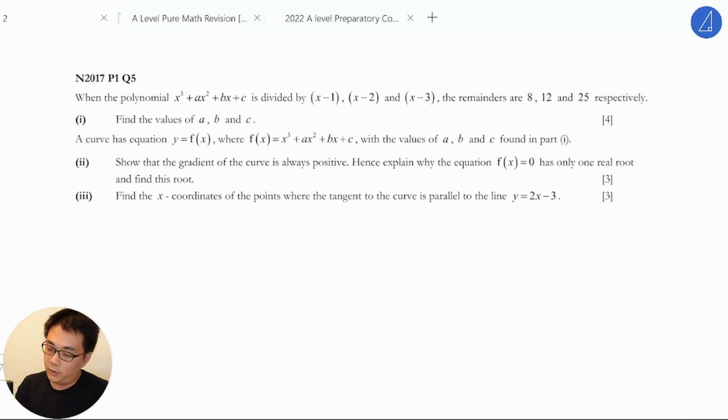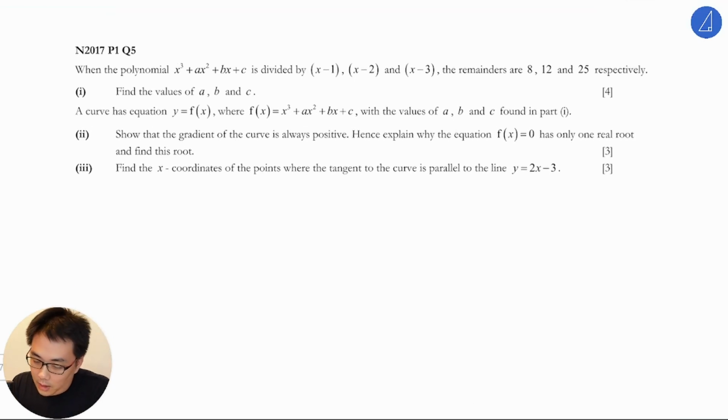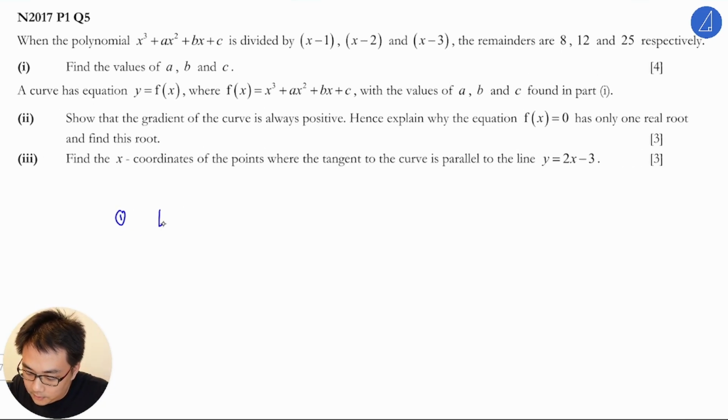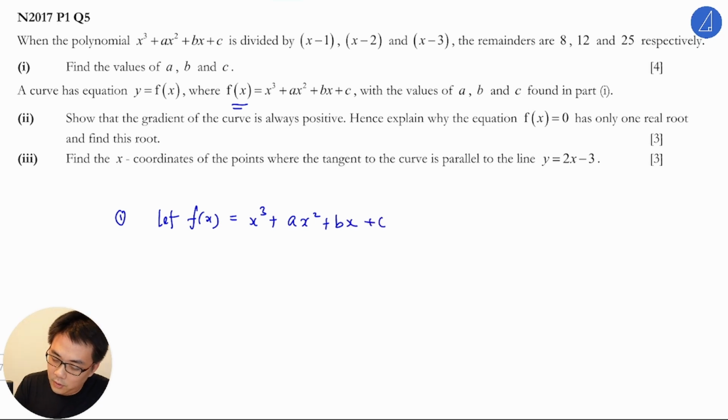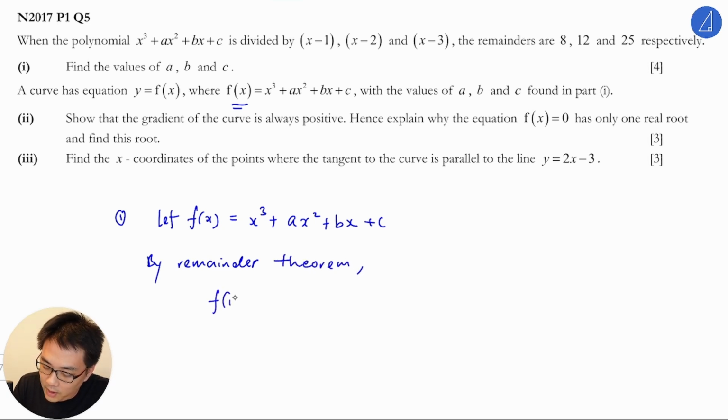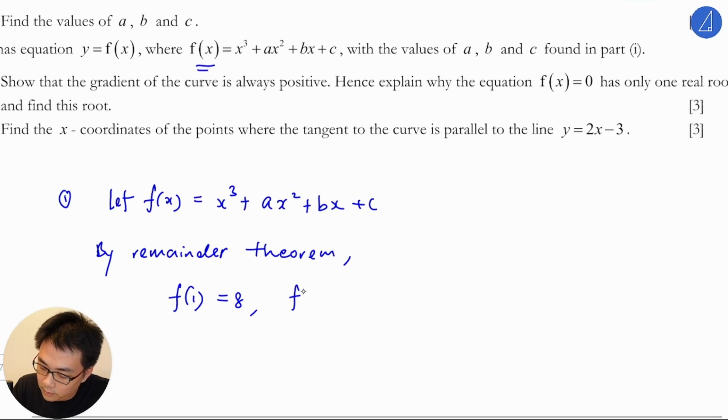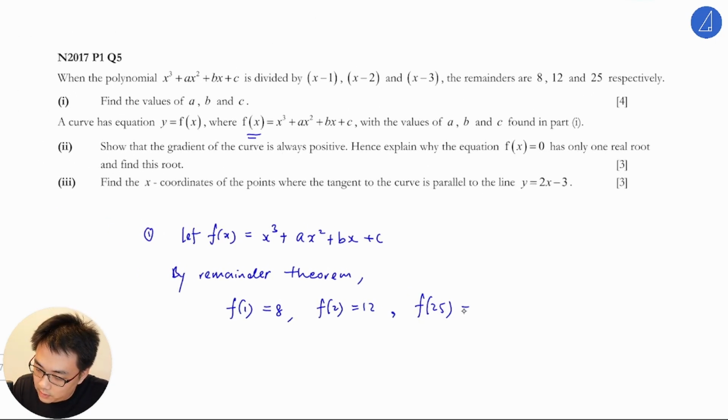Okay, so by remainder theorem, I'm going to let f(x) equal x cubed plus ax squared plus bx plus c. So by remainder theorem, f(1) is equal to 8, f(2) is equal to 12, and f(3) is equal to 25.